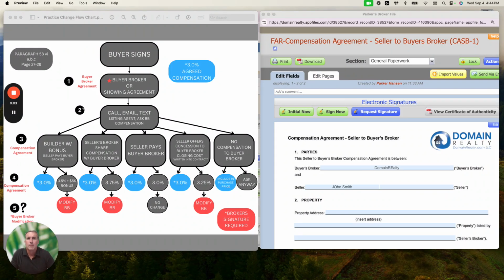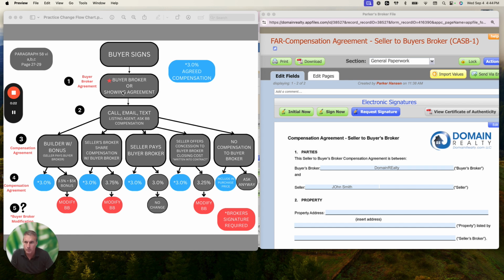So, what happens when you call up the listing agent and they say the seller is agreeing to pay the buyer's broker X amount of dollars? What form do I use? How do I deal with this? Well, if you just follow the bouncing ball here, this is our handy dandy guide for our practice changes.